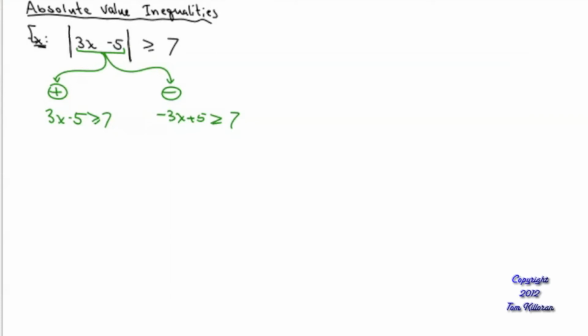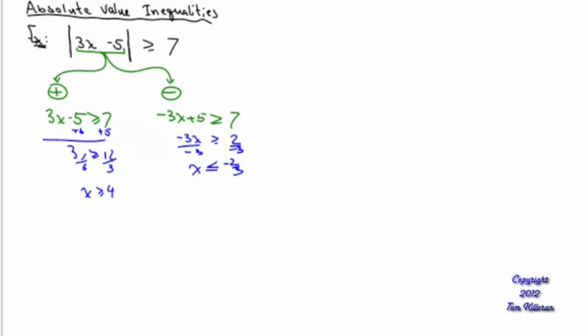Okay. All right, solve this one like you normally would. What would you do first? Add 5 to both sides. Then you get 3x is greater than or equal to 12. Divide both sides by 3. Then you get x is greater than or equal to 4. So far, so good? Mm-hmm. This side, you would subtract 5 from both sides, so you get negative 3x is greater than or equal to 2. Divide both sides by negative 3, and you get x is less than or equal to negative 2/3.